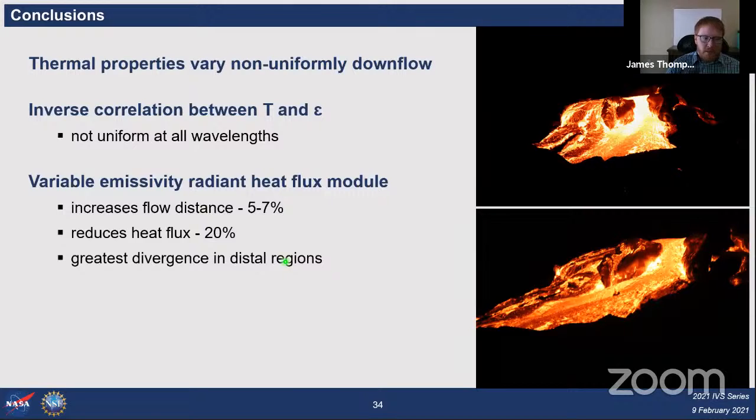By accounting for this variability with temperature, we can increase our run-out distances of lava flows by about 7%. In my example, that's 800 meters. That's a good amount. And this is a result of reducing that heat flux, and the divergence in these model outputs is seen the greatest at the more distal regions. So thank you for your attention, and I will answer any questions you guys have.